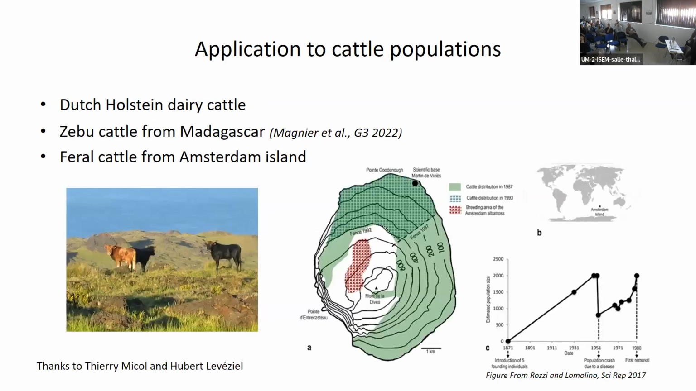For the cattle populations, we have 3 examples of populations. A Dutch Holstein cattle, which is a typical cattle population that has been selected recently, quite intensively. Zebu cattle from Madagascar. And then a quite nice example from feral cattle from Amsterdam Island. It's a small island here south of the Indian Ocean. And in 1871, there were 5 or 6 individuals that were introduced on the island. And they were abandoned there. And the size of the population increased quite rapidly to 2,000 individuals.